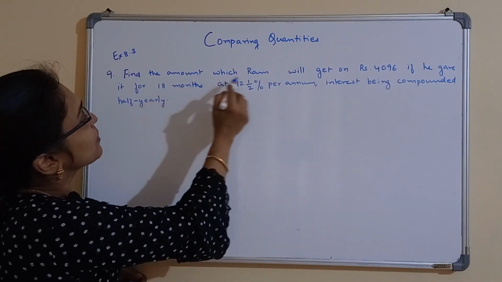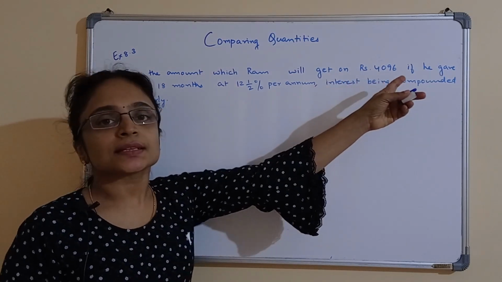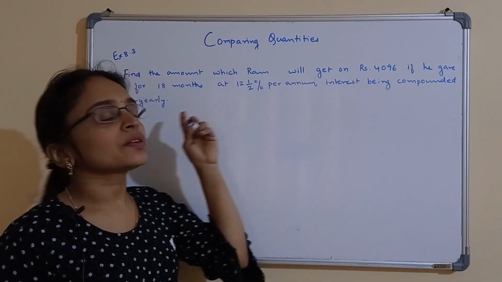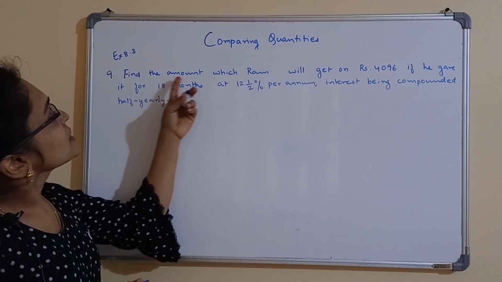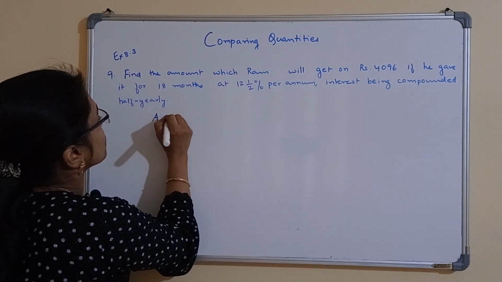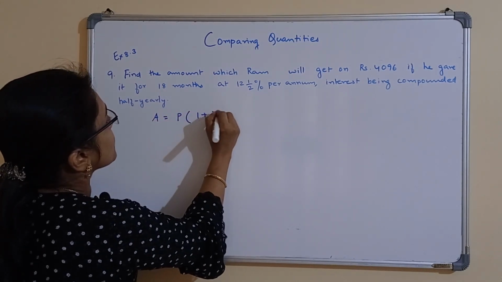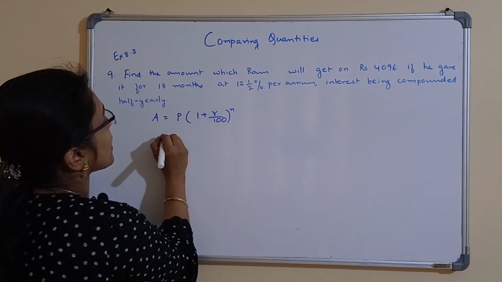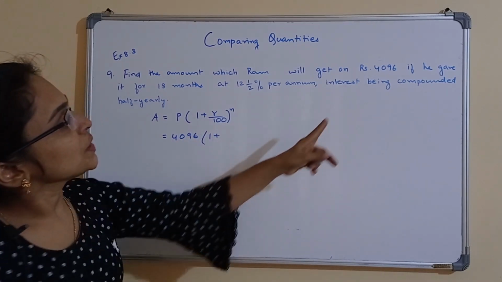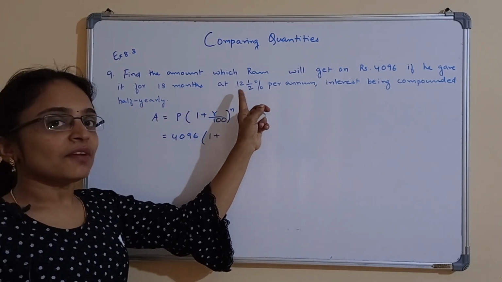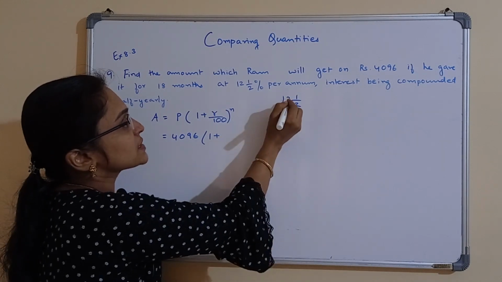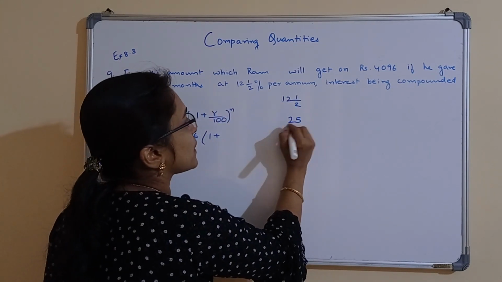Okay. Next is: find the amount which Ram will get on 4096 rupees if he gave it for 18 months at 12.5% per annum, interest being compounded half yearly. So we have to find the amount on 4096 rupees. A equal to P into 1 plus R by 100 the whole raised to N. And this is equal to 4096 into 1 plus, compounded half yearly, so this 12.5% will become half. 12.5 can be converted to an improper fraction as 12 into 2 plus 1, that is 25 by 2.